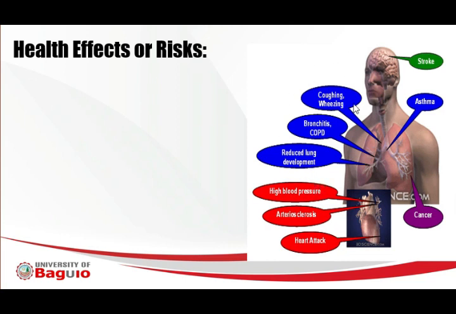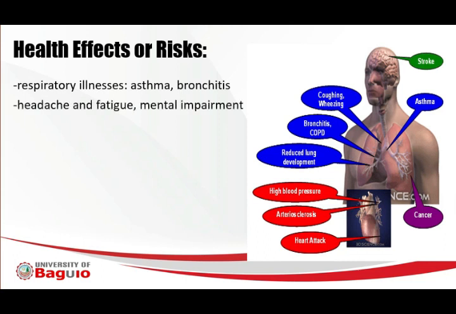You can already see some of the health effects of air pollution. Let us just break it down and enumerate them one by one. A common one is respiratory illnesses, for example asthma and bronchitis. And what else? Headache and fatigue, and even mental impairment, because of these different kinds of air pollutants that we breathe in, either outside or inside a building or inside our house.